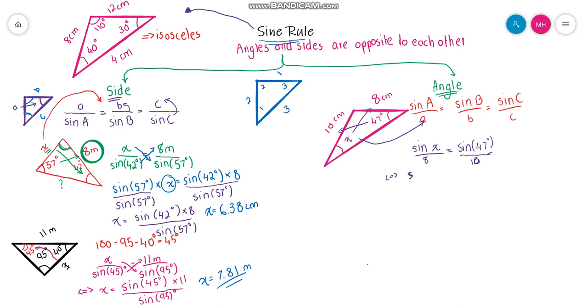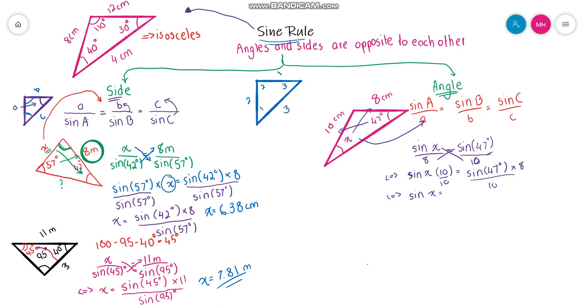When you do the calculations, you get sine of x multiplied by 10 is equal to sine of 47 degrees multiplied by 8, because you cross multiply. And in order to get rid of the 10, we divide both sides by 10, and you get sine of x is equal to this. Then you put this information in your calculator: the fraction with sine of 47 multiplied by 8 and divided by 10.